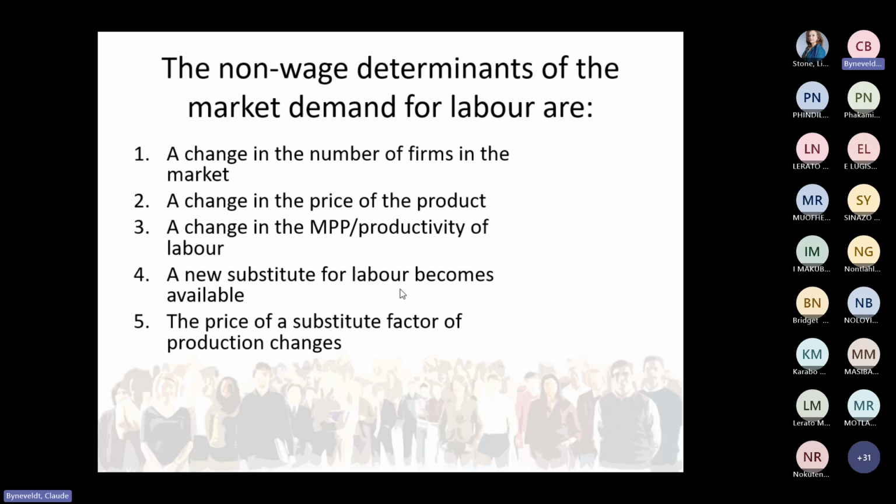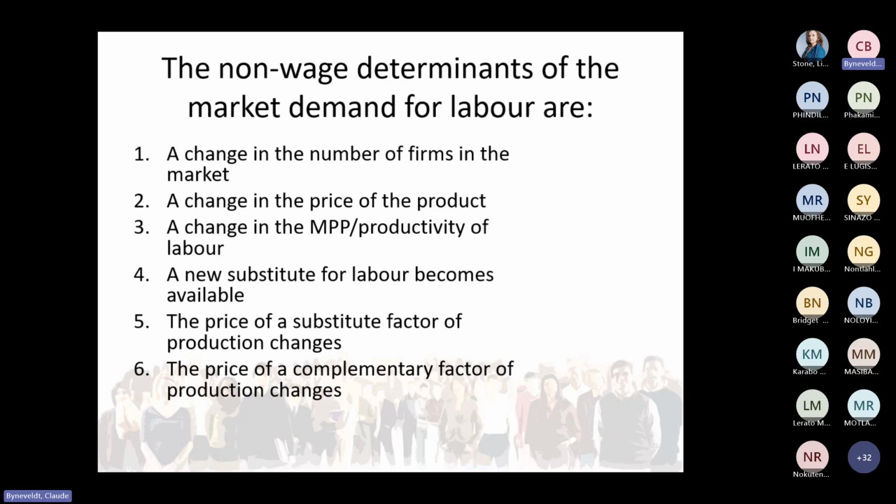The price of a substitute factor of production changes. So it means that you can employ less labor, in terms of capital. That can cause a shift in the market demand for labor, so that you demand less labor. What we mean by the market demand for labor is the total demand for labor by all firms in that industry or market. These are the factors, we call them non-wage determinants, that can shift the curve either to the left or to the right.